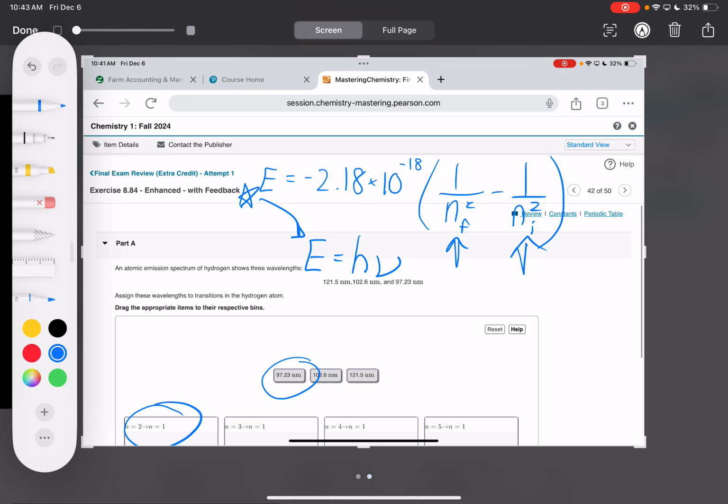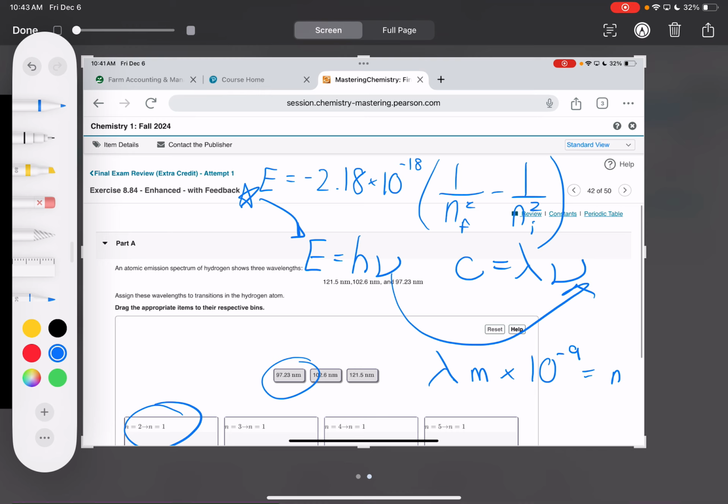In this example, it asks you for wavelength, and its wavelength in nanometers. So you would have to go ahead and do C equals lambda nu, and now take the frequency and plug it in there. And then you would have to find the wavelength from that equation, and that'll be given in meters when you get it out. And so at that point, you're gonna have to multiply by 10 to the negative 9th to get it in nanometers.